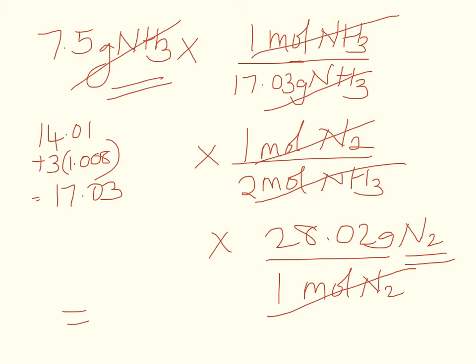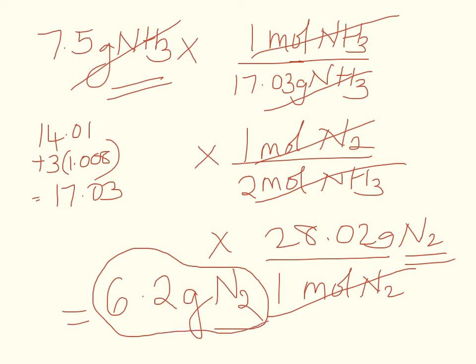Here you will end up with an answer of 6.2 grams of nitrogen. So if we use 6.2 grams of nitrogen, we will get a yield of 7.5 grams of ammonia. What you have to remember though is there are 2 reactants in this reaction. Remember, there is hydrogen as well, right?